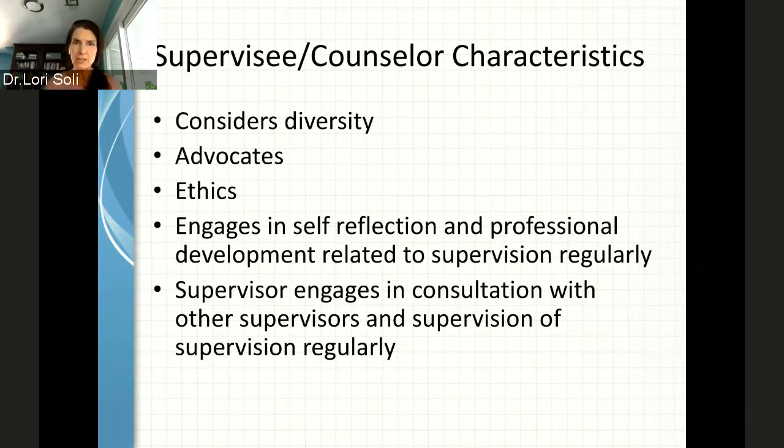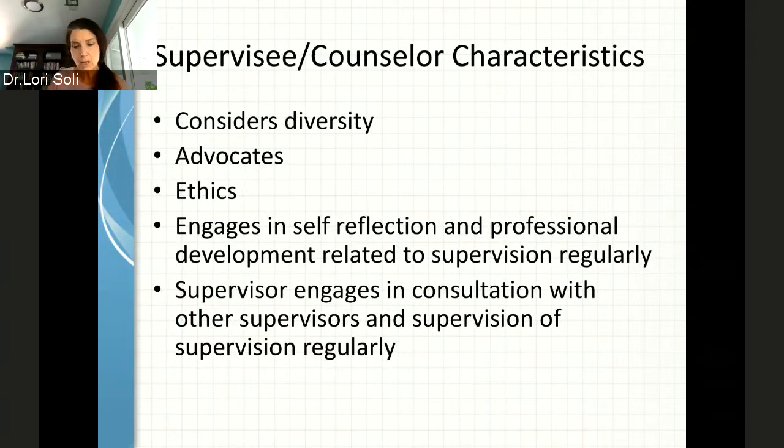But it just helps to be able to go back and go, wow, look at my growth. Or, this seems to be a recurring problem with the supervisee. How can I start to budge this obstacle? And again, the supervisor engages in consultation with other supervisors and supervision regularly. So as supervisors, we also don't operate in a silo. We should be connecting and getting supervision of our supervision on a regular basis.